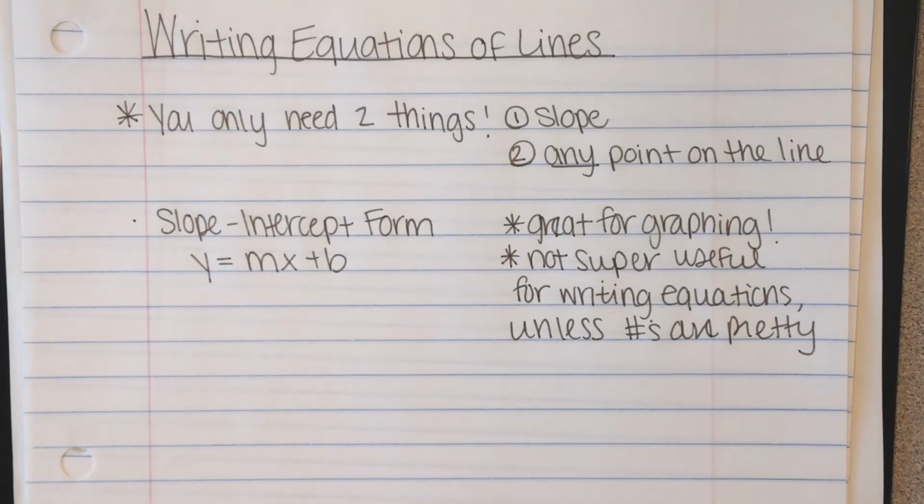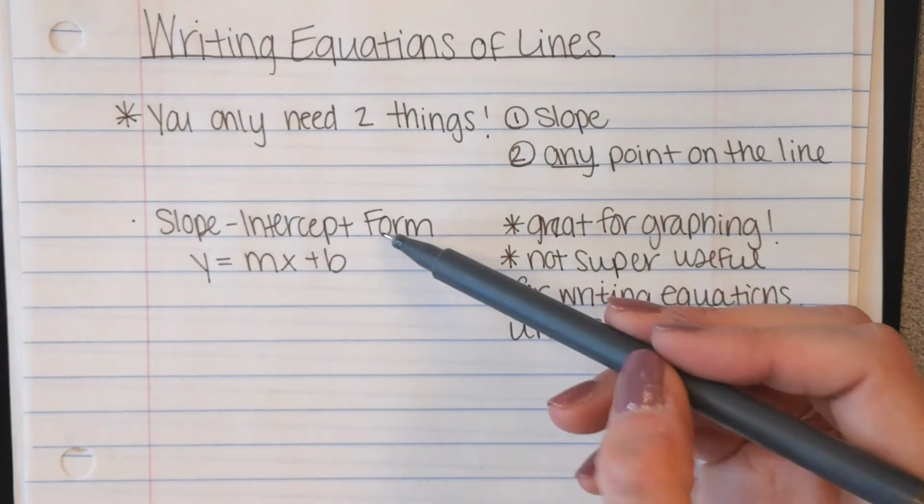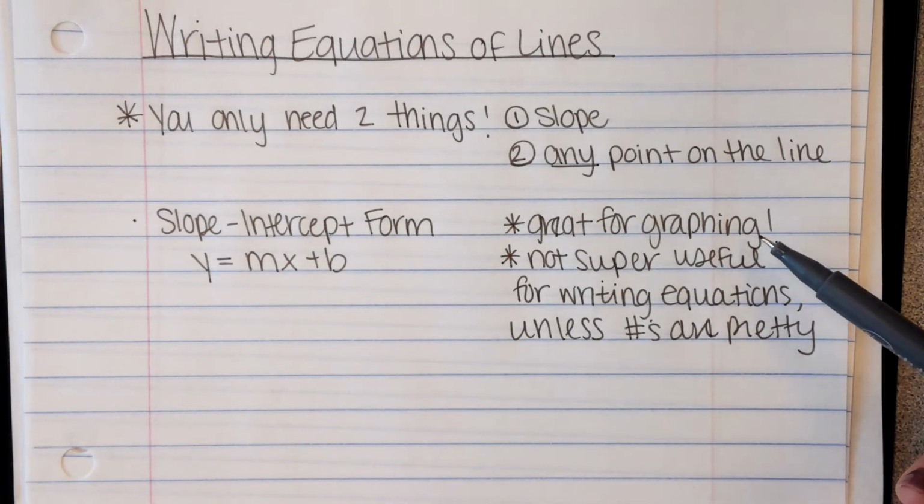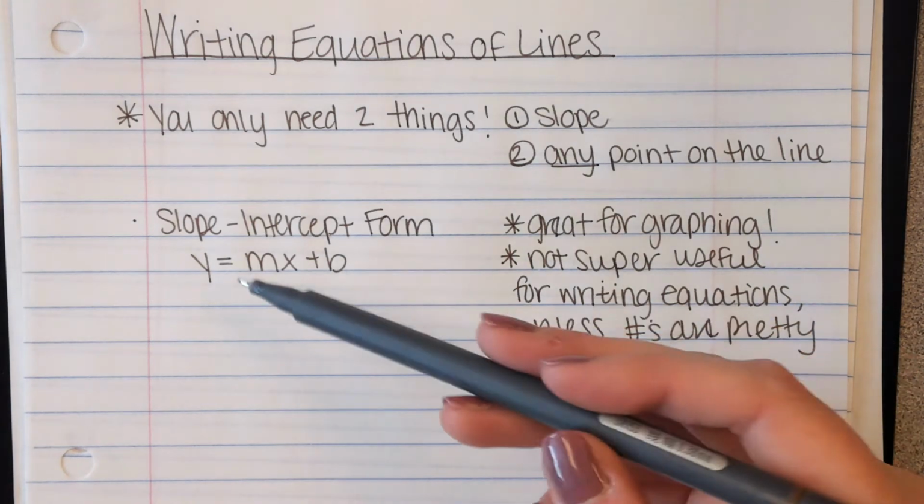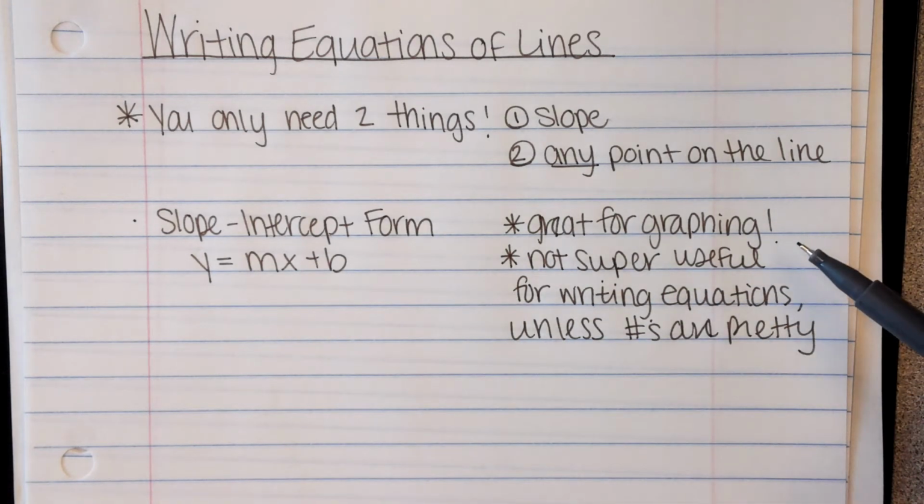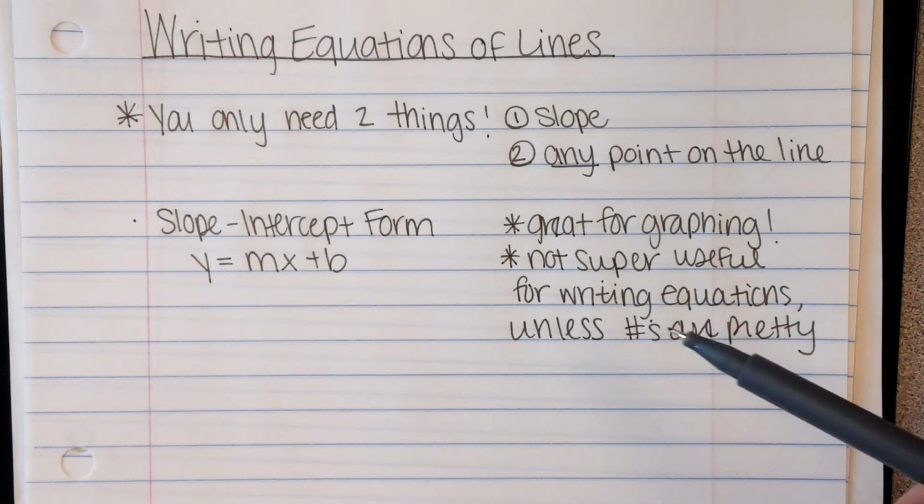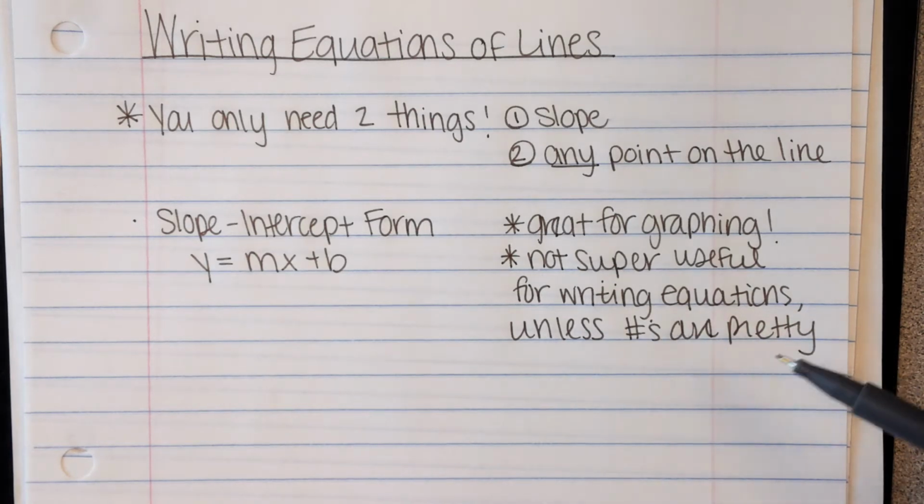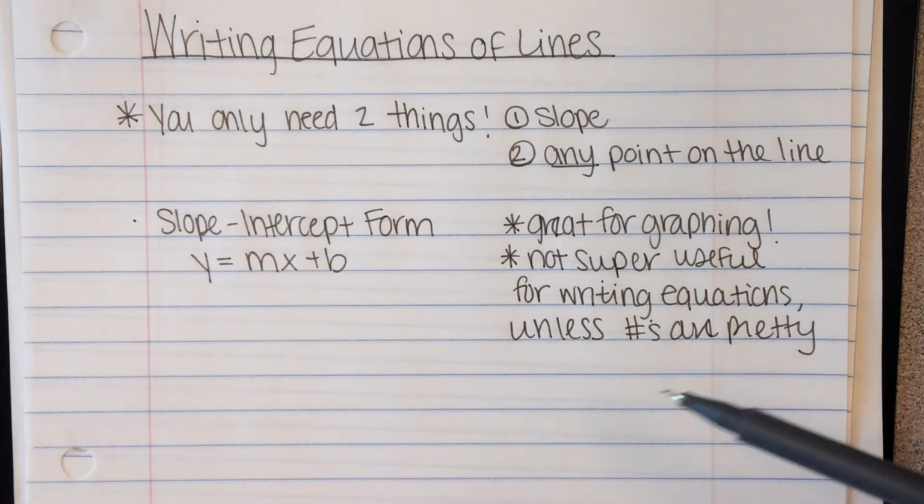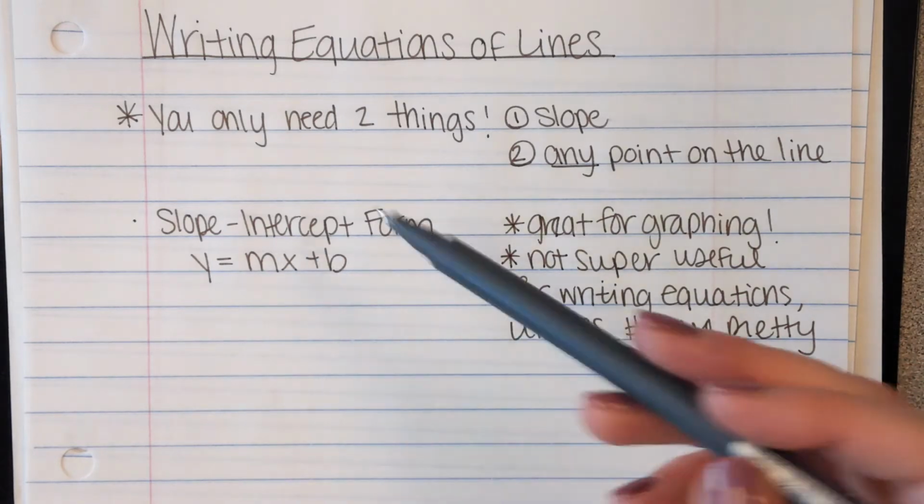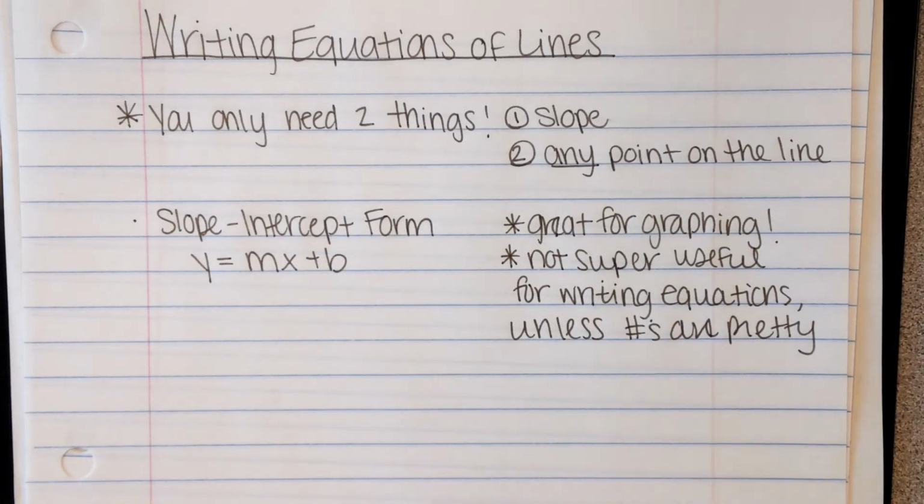The first form we have is slope-intercept form. We've put a lot of emphasis on this in the past. You've used it a lot. You know it. You've got it. But the slope-intercept form is really great for graphing because it gives you the y-intercept and the slope. That's excellent. Super helpful for graphing, and super easy to graph in the calculator. It's not super useful for writing equations unless your numbers are pretty. If you've got a bunch of fractions, then this one isn't as friendly.